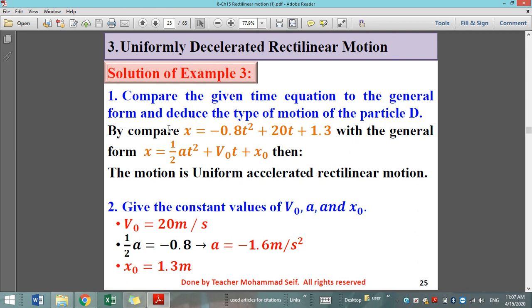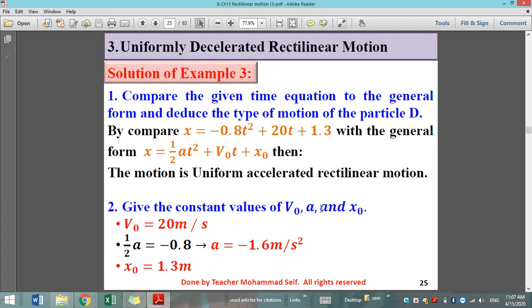Compare with x equals half a t squared plus v0 t plus x0, where a is negative. See the coefficient of t squared here, the coefficient of t squared is negative. That's why it's not uniformly accelerated rectilinear. The motion is uniformly decelerated rectilinear motion.